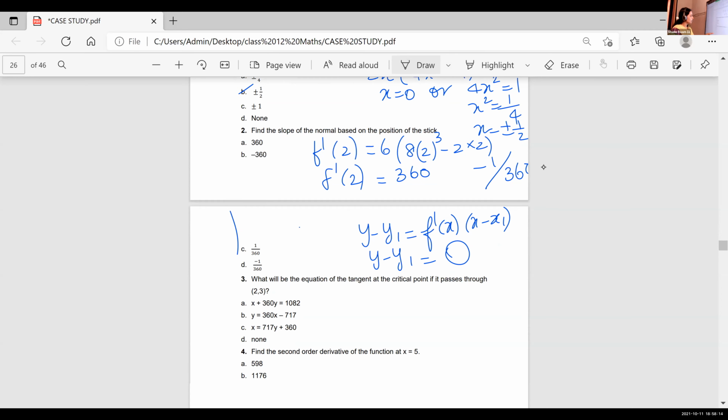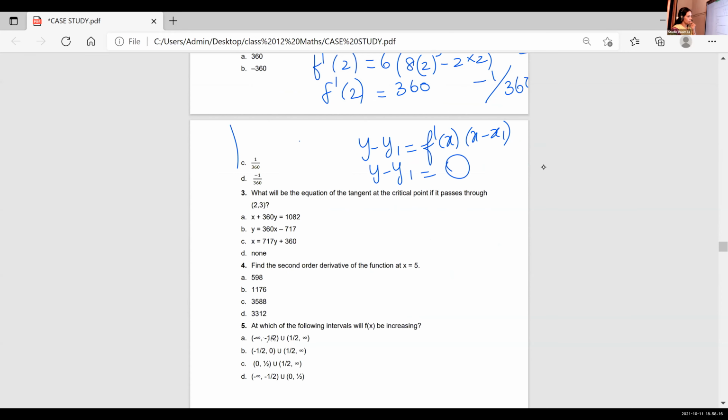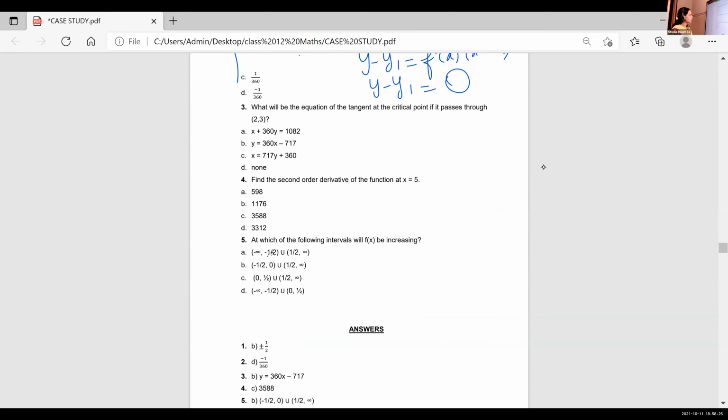The next one is, what is the second order derivative? For the same question, you have to find the second order derivative at x is equal to 5. And the next one is, at which of the following intervals is f of x increasing? From the function f of x, you have to find in which intervals it is increasing, in which intervals it is decreasing.